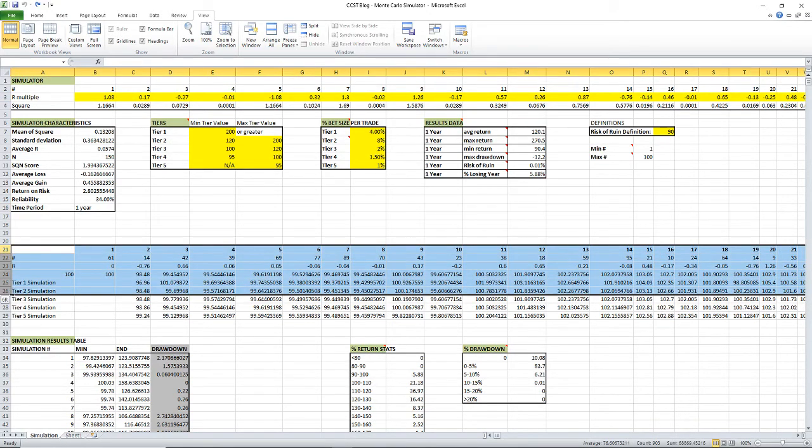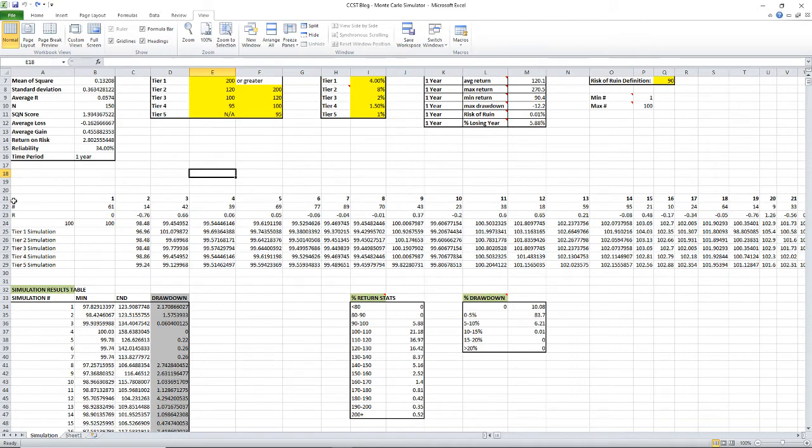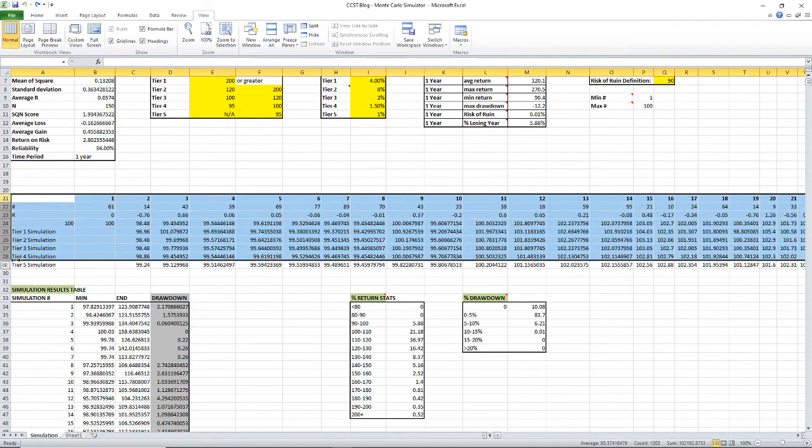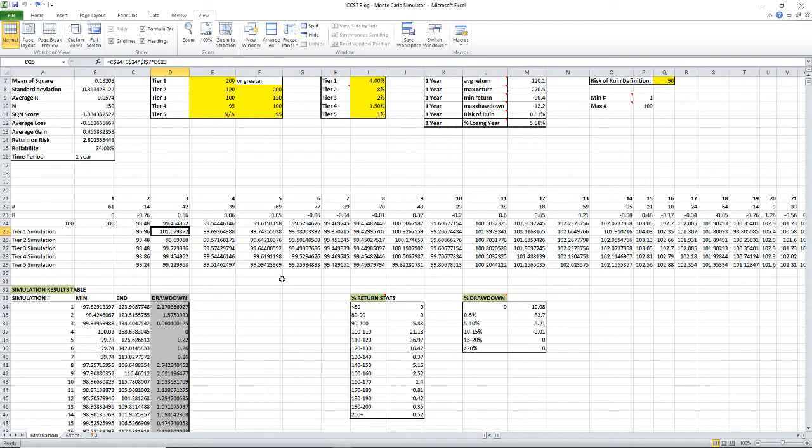Then this is the actual simulator working data. It's not something that you really need to concern yourself with. If you're planning to use this simulator, I'll try and make it available to you guys. But it's all automatic, so no yellow highlights means it's all automatically done.